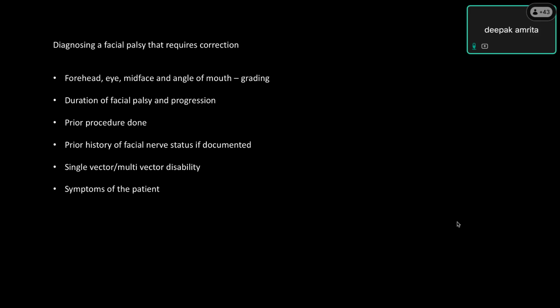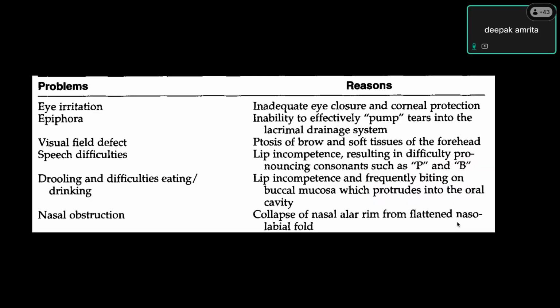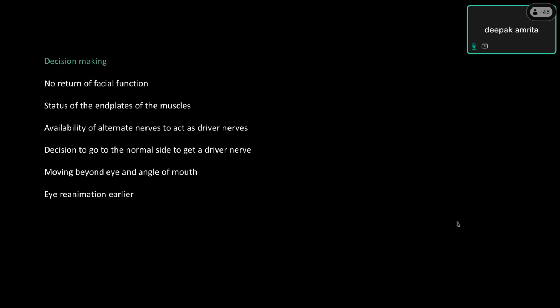And we also need to know if the prior facial nerve was left intact at the end of the procedure, because that has some meaning in when you intervene. These are some of the problems that the patient has. Eye irritation, epiphora. There can be ptosis of the brow because of the frontalis not working. There can be speech difficulties, drooling, and there can be nasal obstruction.